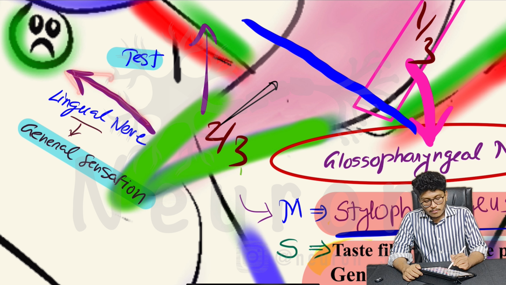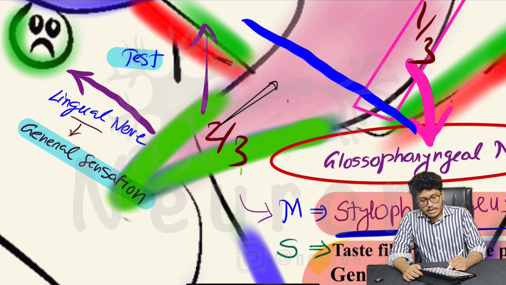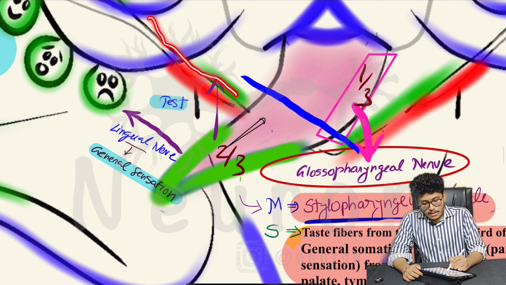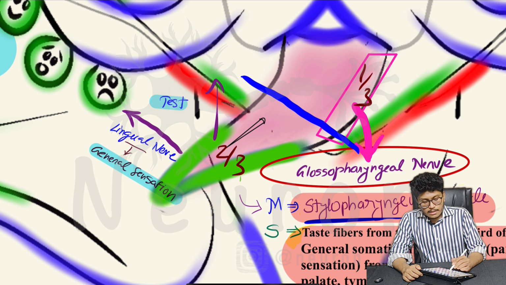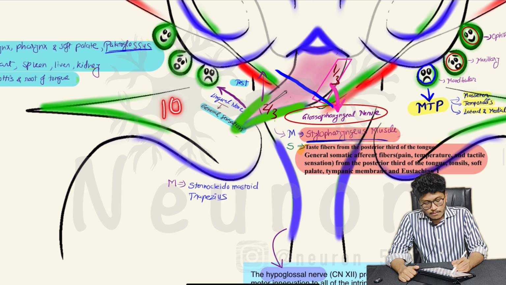So the general somatic afferent fibers are carried by the lingual nerve to the mandibular branch of the trigeminal nerve, and the taste sensation is carried by the facial nerve. You can see the green color here continues to the tongue. So the green color carries the taste sensation. Remember that. The taste fibers are supplied by the facial nerve, while the general somatic afferent fibers are carried by the lingual nerve to the mandibular branch of the trigeminal nerve. So the sad face. Now let's move to the 10th nerve, the vagus.